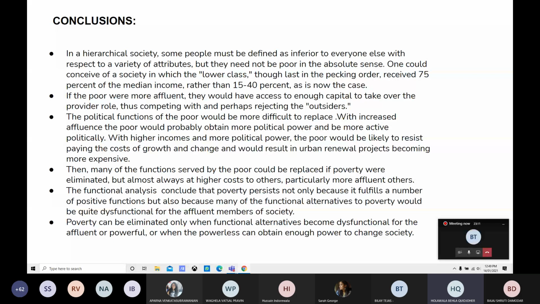Poverty exists not only because it has positive functions, but also because the functional alternative would be quite dysfunctional to the affluent members of society. So poverty could be eliminated only when the functional alternatives become dysfunctional to the powerful people in society, or the powerless can obtain enough power to change the society.